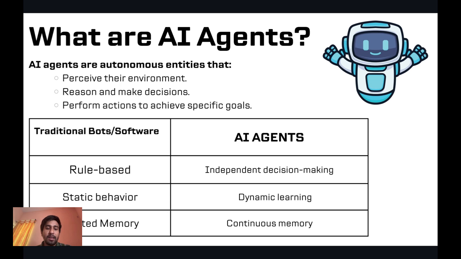And traditional bots generally have static behavior, but AI agents mostly have dynamic learning behavior, so they can dynamically learn from their environment. And traditional bots or software generally have limited static memory, but AI agents can continuously update their memories based on the environment and the task given to them. So AI agents can be defined as the entities which can perceive the environment, reason and make decisions, and perform actions to achieve specific goals.